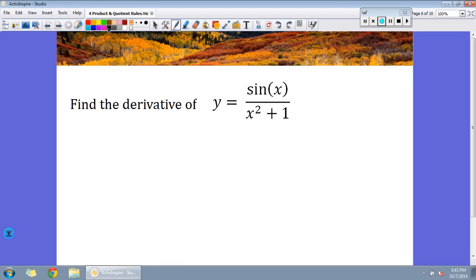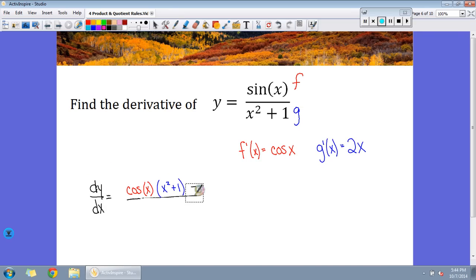This function, I'm going to do, my numerator is f and my denominator is g. And I'm going to take the derivative of f to get cosine x and the derivative of g to get 2x. And then my quotient rule, I'm going to have dy dx equals the derivative of sine, cosine, times the denominator minus the numerator times the derivative of the denominator, all over the denominator squared.